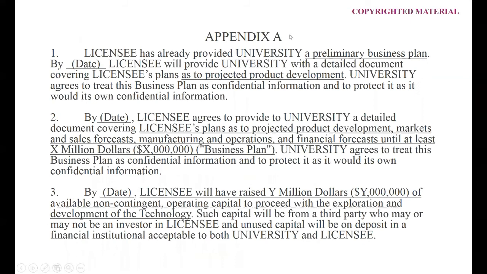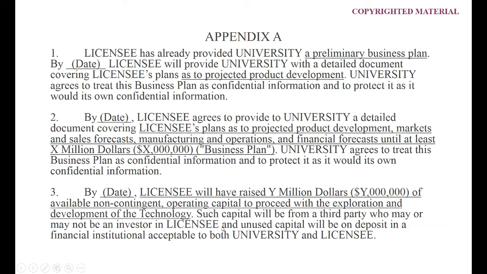Now here's the appendix I wanted to talk about. In this case, the licensee has already provided the university a preliminary business plan, and then by a certain date, it will provide a detailed projected product development plan. Here in 2, it'll have another plan saying when licensee plans to proceed with product development, its markets and forecasts, and manufacturing and operations and financial forecasts until at least so many $1 million. In other words, it's a very detailed business plan.